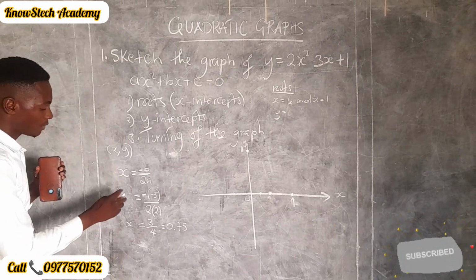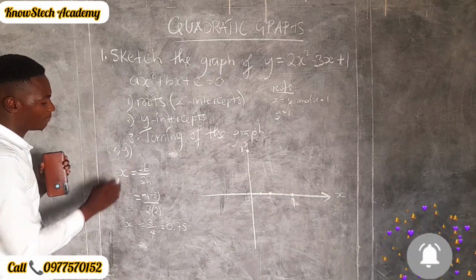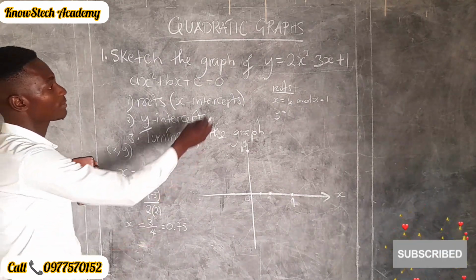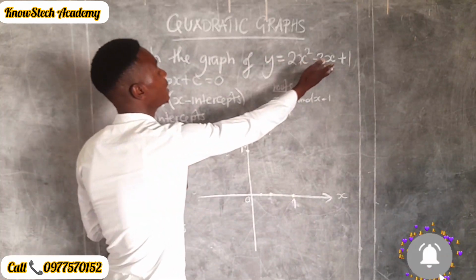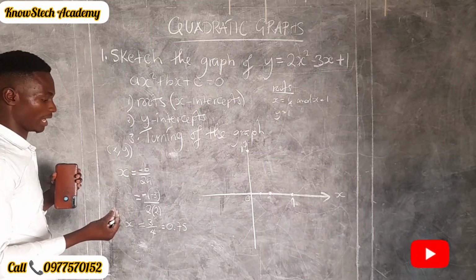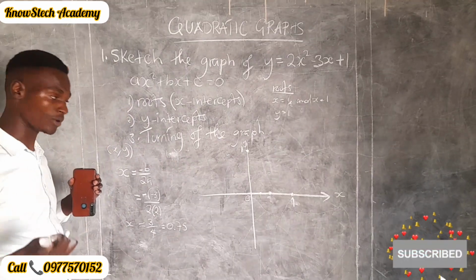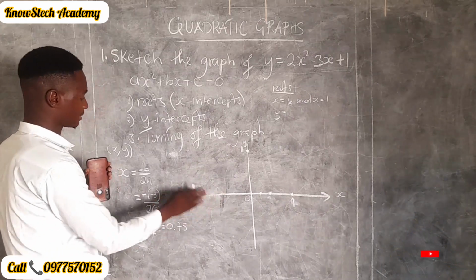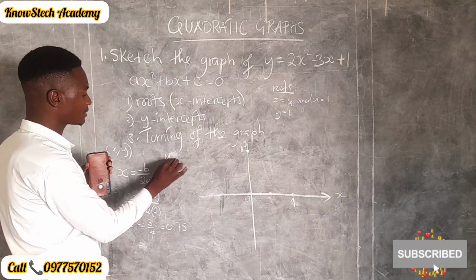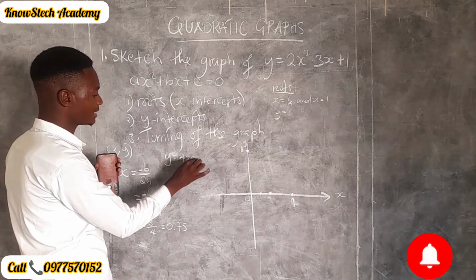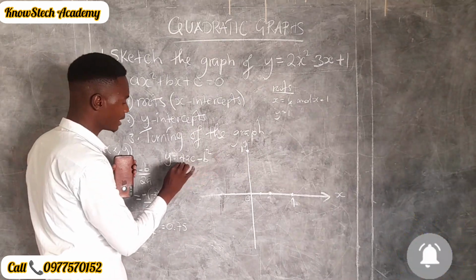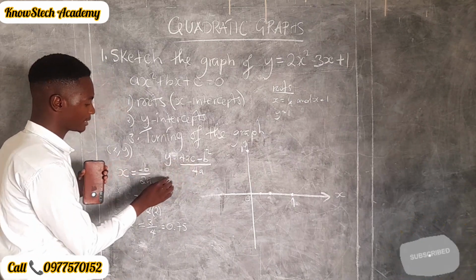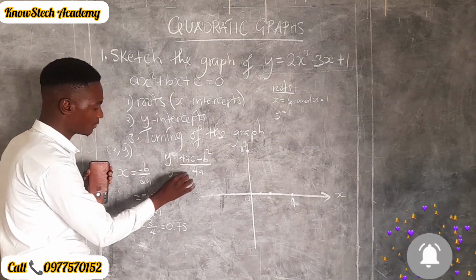So now, how do you find the y part of the turning point? You can either substitute this one in the original equation and find y, or you use the formula. We are going to use the formula. Okay? And the formula is this: y is equal to 4ac minus b squared over 4a.